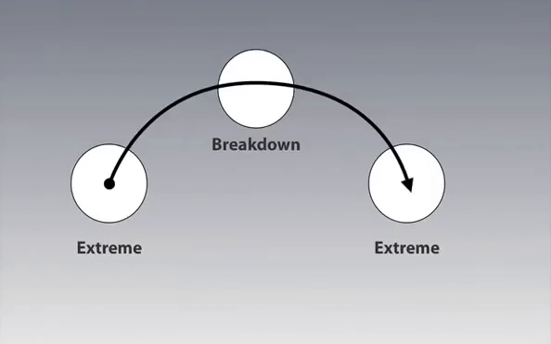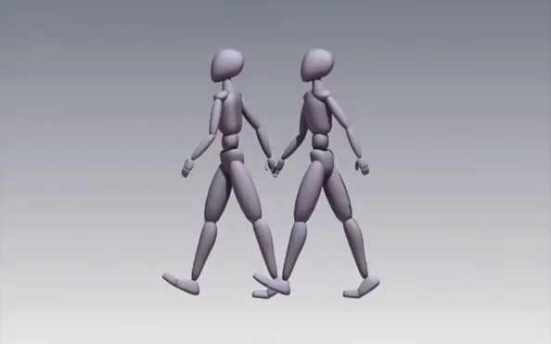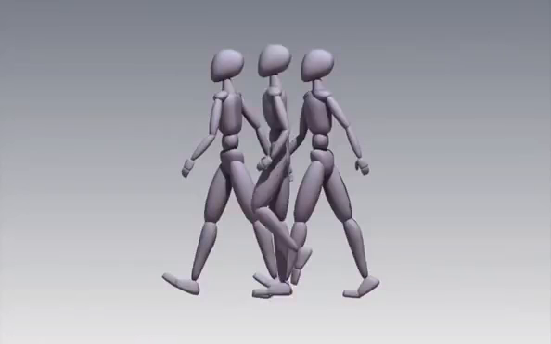Alright, first of all, just like we talked about in the earlier episodes, you start with two extremes, the two main keyframes, and then you have a breakdown position in the middle. And the breakdown position really describes the motion and how it flows. And of course, these would be the main extreme poses in a walk. This is a very typical walk, but you get the idea. And in the middle, you have the breakdown pose.